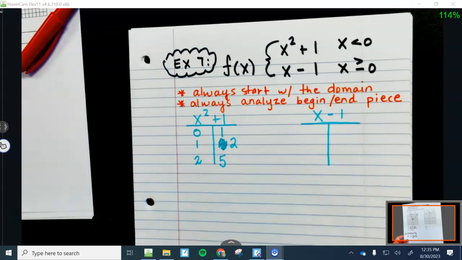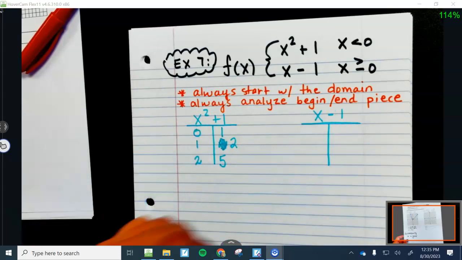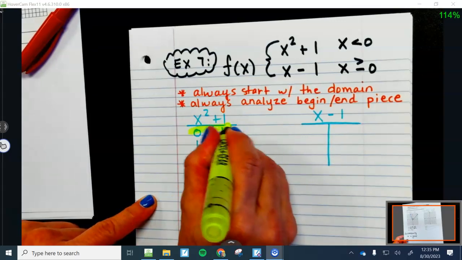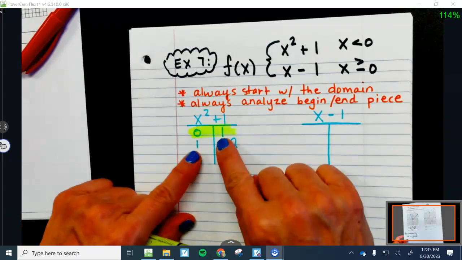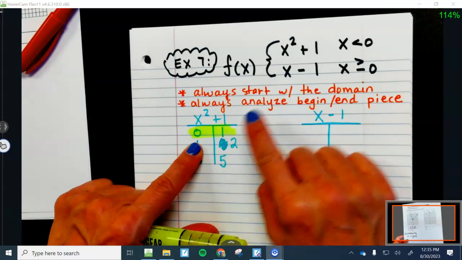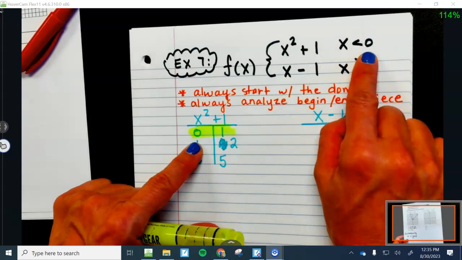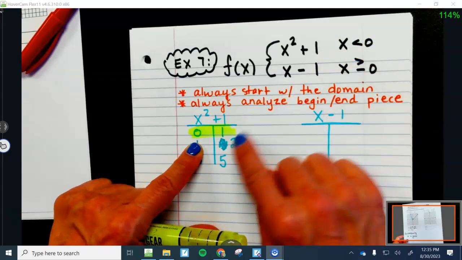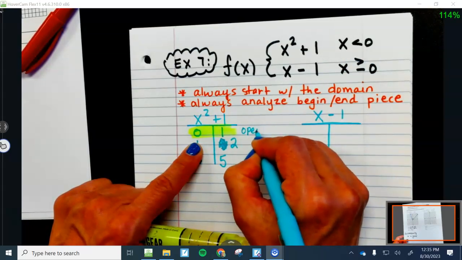I jumped ahead. All right, so I started with the domain, and then we always analyze the beginning and the end piece. This is the most important. Here's where it begins, and we'll talk about a moment where it ends. So if I graph this, guys, I did start at 0, but do I include 0? That's right. So when we graph this on our graph, this is an open circle.